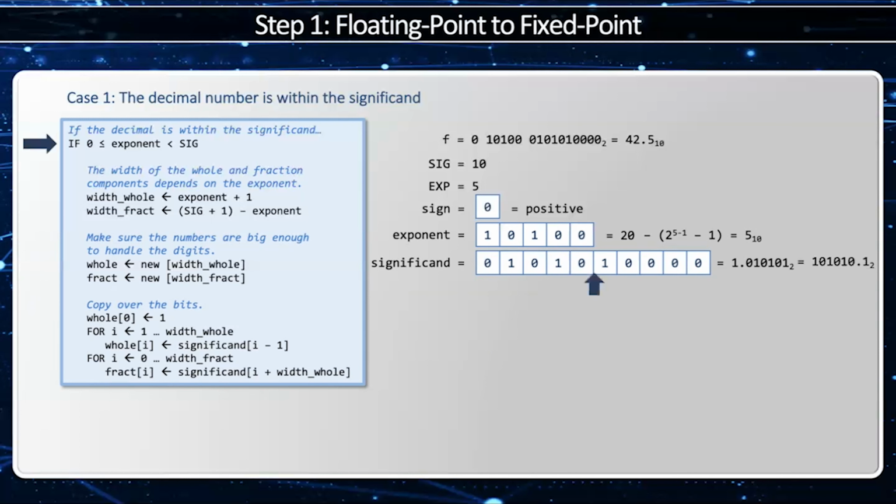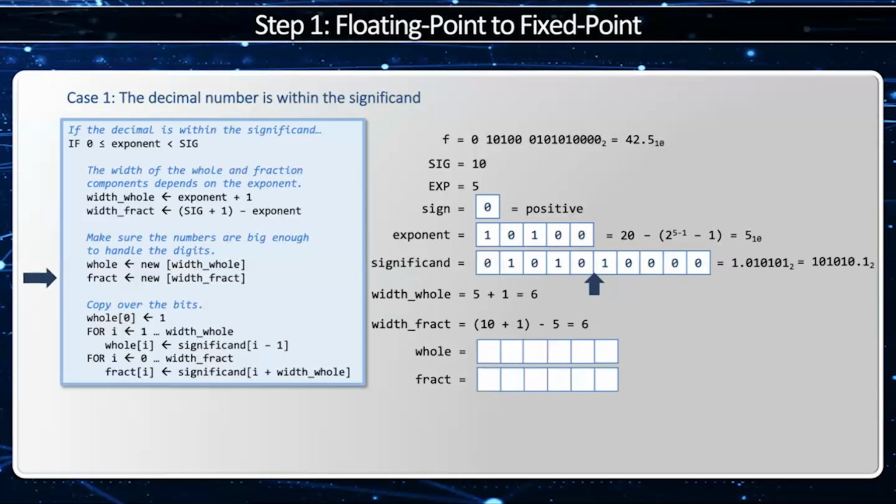Okay, so let's walk through the algorithm one step at a time. Now we'll make sure we're in case 1, which means the decimal point is somewhere within the significand. And then my whole width is going to be 5, which is my exponent, plus 1 is 6, and that's the width of the whole component. And the fractional component will be significand width, which is 10, plus 1, which is 11, minus the exponent, which is 5, and that gives us 6.